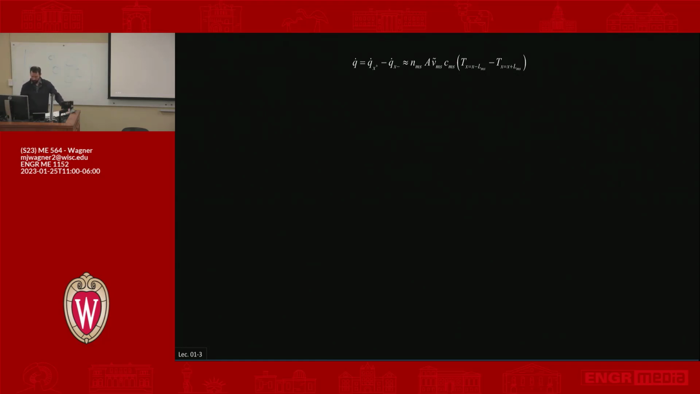The first thing is, Fourier's law is in terms of a heat flux per unit area. So we need to figure out how to make q̇ per unit area. Well, that's easy. Let's just divide by the area that is available. So q̇'' is equal to q̇ over A, which is then approximately equal to n_ms v_ms c_ms times T at x minus L_ms minus T at x plus L_ms.